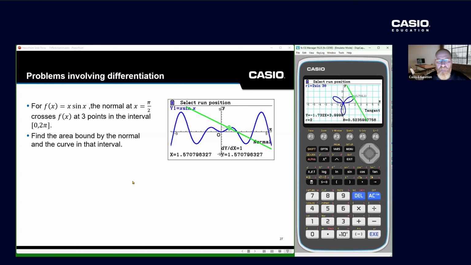Okay, it doesn't quite look perpendicular, but that's not really a problem. But you can confirm that it does cross the function 3 times in the given region. Obviously, it's got another point of intersection just off screen. So what do we do? Well, we can find the points of intersection. And we can find the equation of the normal. There it is, negative x plus what looks suspiciously like pi. Okay, it looks like it could be pi, but that may need verifying.